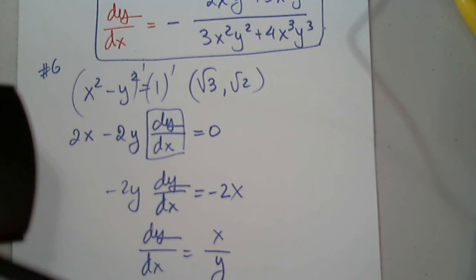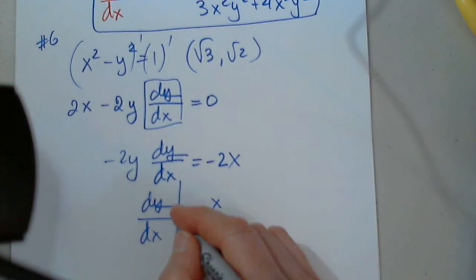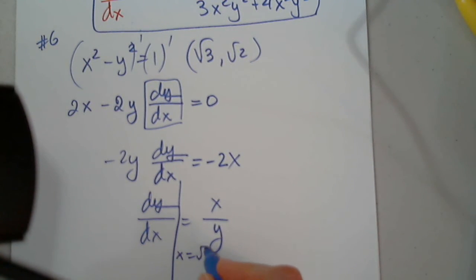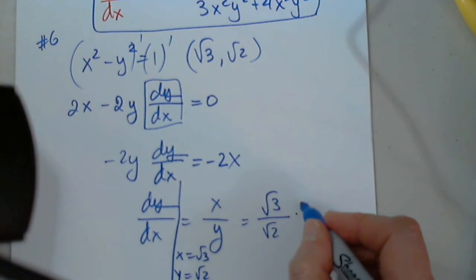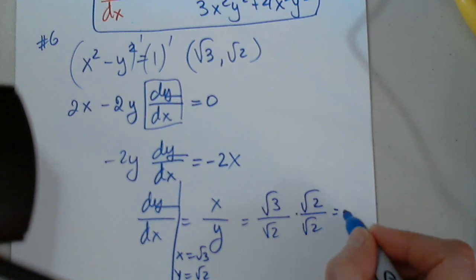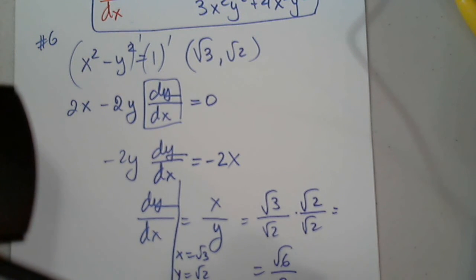Negative 2 will simplify. And now we're asked to evaluate, that's how we write a bar, when x equals the square root of 3 and when y equals the square root of 2. So this will be the square root of 3 over the square root of 2, and we will rationalize. So we get the square root of 6 over 2, and that's the slope of the tangent line.